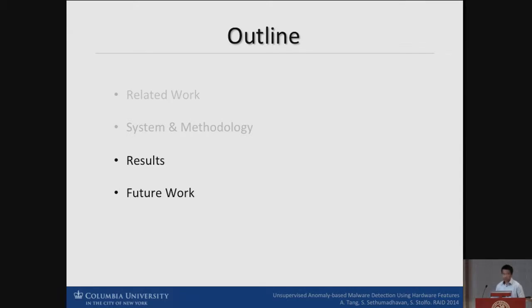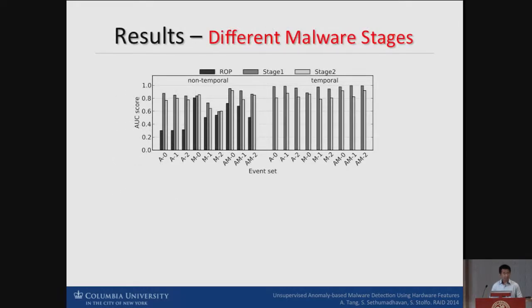Now, I want to briefly run through some of the key results for our work. First, I want to highlight some of the key detection performance results regarding the different stages of the malware. Here, we see the AUC scores of the various models plotted as bar plots. On the y-axis, this shows the AUC scores. The higher the AUC score, the better the detection performance for the specific model. On the x-axis, we see the 9 event sets that we had shortlisted earlier to build the models. We then group the models into two separate groups, with the non-temporal models on the left and the temporal ones on the right.